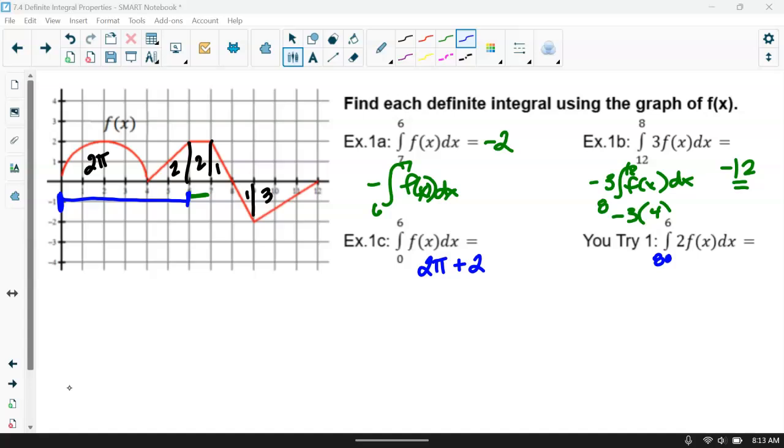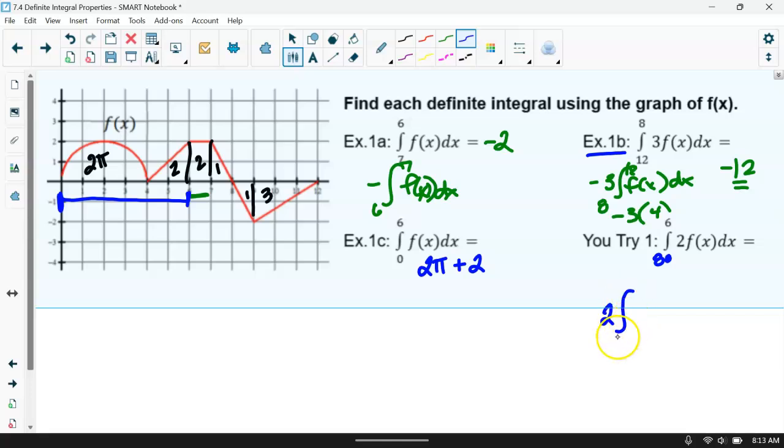And here we go. So you should have noticed that this problem was a lot like example 1b, where we had the reversal and multiplying by 2. So this is the same as 2 times, but let's go ahead and reverse. So negative 2 times the area from 6 to 8 underneath our function. So from 6 to 8, which is from here to here, you have positive 3. So negative 2 times 3, which is negative 6.